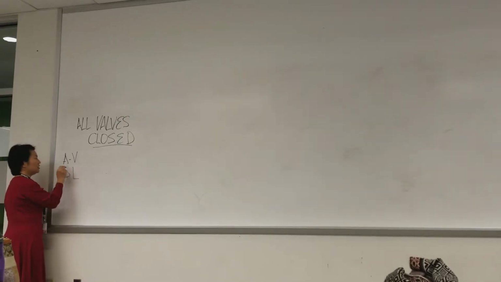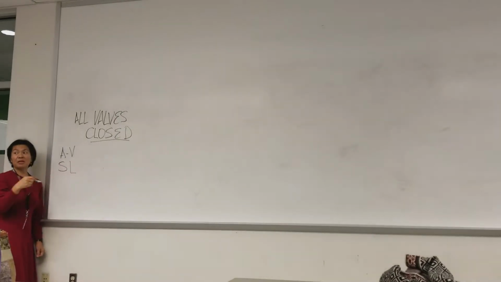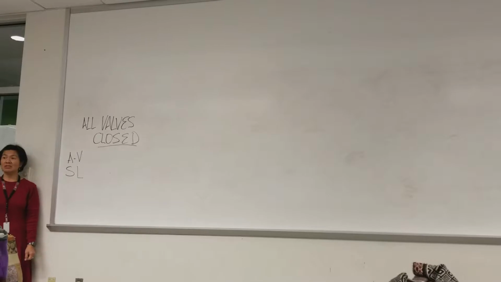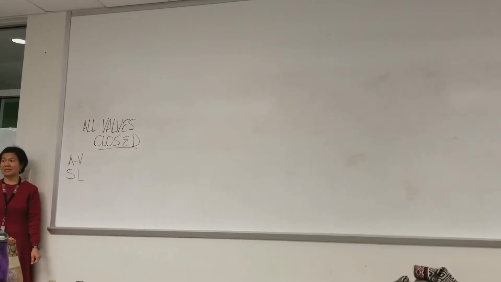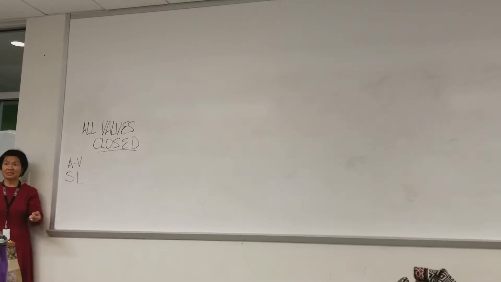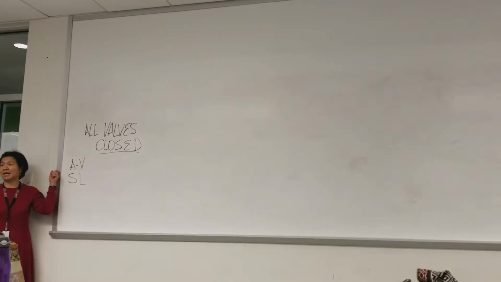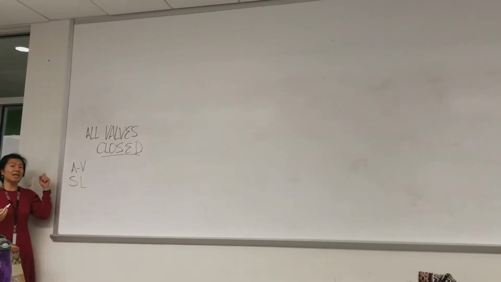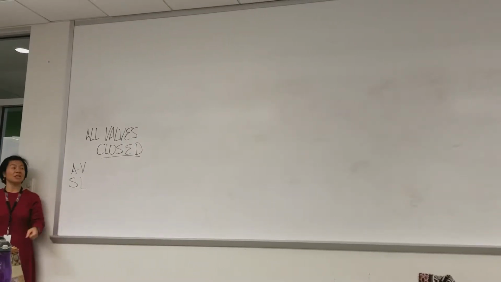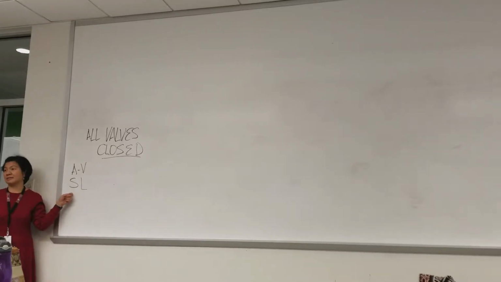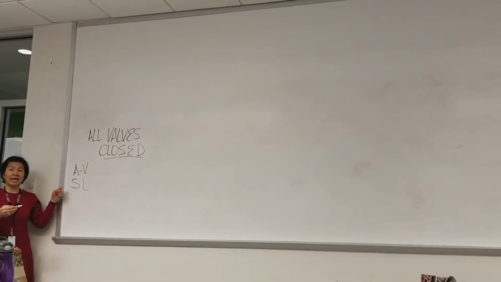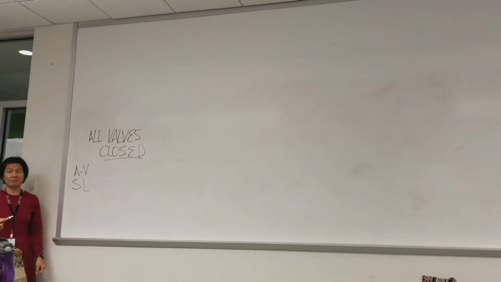Semilunar valves. You know what the AV valves are? Because some people are like, I thought it's the mitral and tricuspid. So the mitral and tricuspid are called AV valves, right? And then the aortic and the pulmonary valves are called semilunar. Okay? So it's referring to the same.